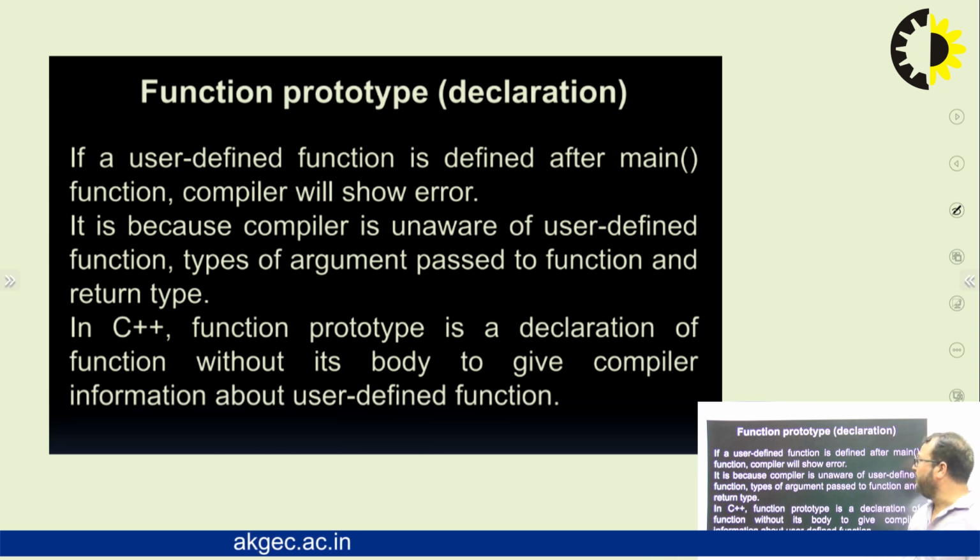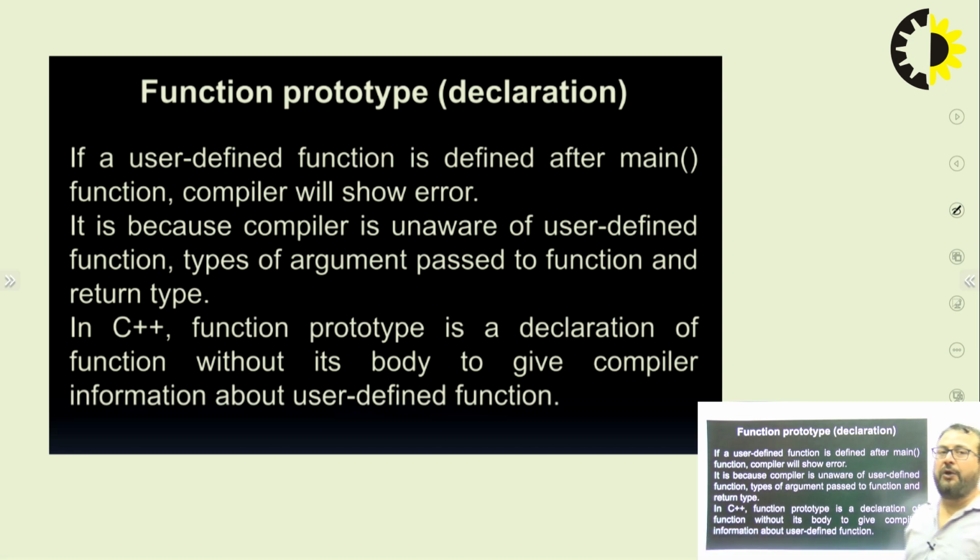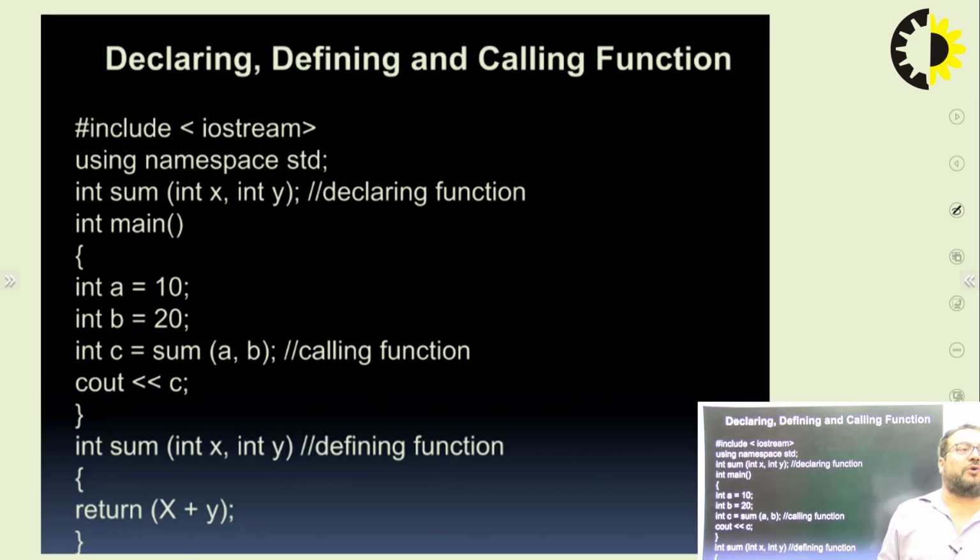So this is how the user-defined function could be used. If a user-defined function is defined after main, the compiler will show an error, because the compiler is unaware of the user-defined function. So we need to have the declaration, and that is called the prototype declaration. I mean what type of function, what value it is going to return, whether it is returning or not. All those things need to be declared, and that comes under the prototype declaration.